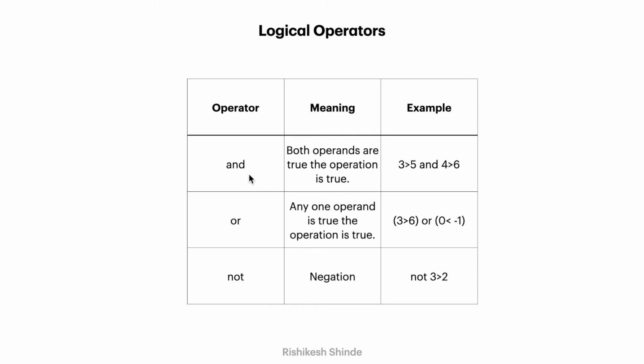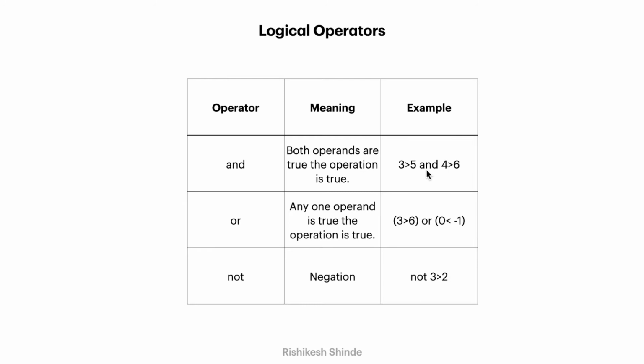AND operator returns the true value when both the operands are true. OR operator returns the true value when any one of the total number of operands is true. And the NOT operator returns the negation of the operand.